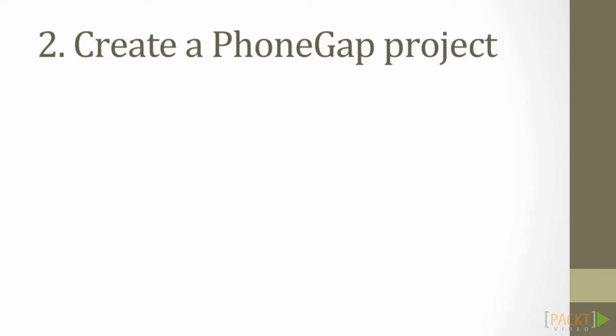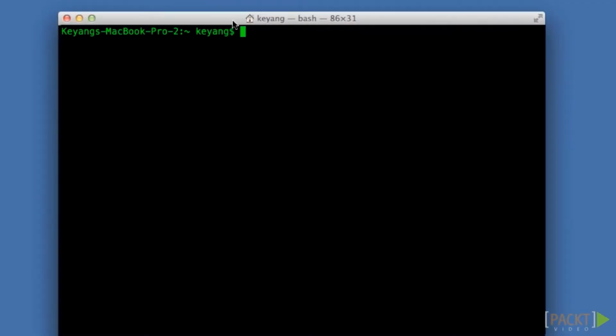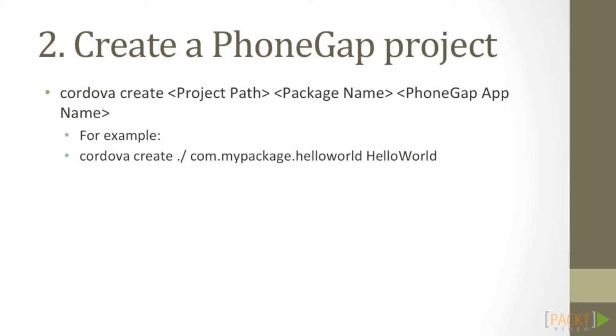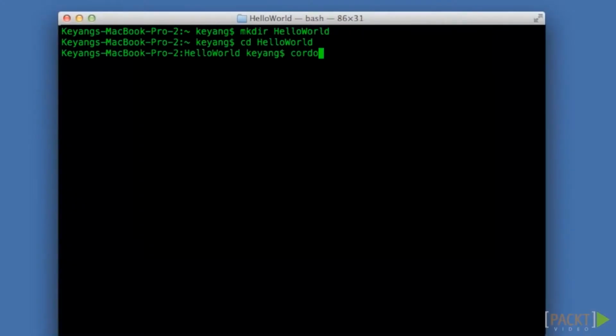Now we are going to create a PhoneGap project. Open a terminal, create a project folder, and go into the folder. The command cordova create will take three parameters: your project folder path, your project package name, and your application name. The folder path is the location of the folder we created, which is the current folder. The package name is assumed to be com.helloworld, and the application name is Hello World. Now you have created a PhoneGap project and it's ready to be deployed on mobile platforms. I will show you how to deploy it to iOS and Android later.